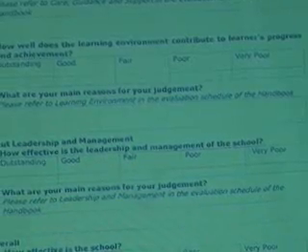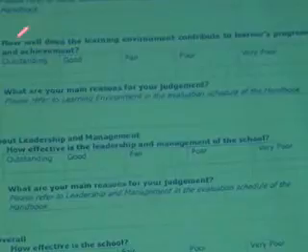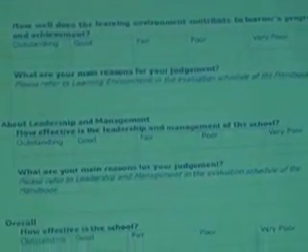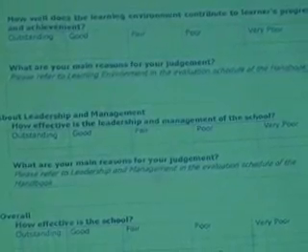Then we'll go to the next one. So, we are now talking about leadership and management. You now look at it: how effective is the leadership and management of the school? Your leaders, the management of the school, in what way are they handling the management of the school?